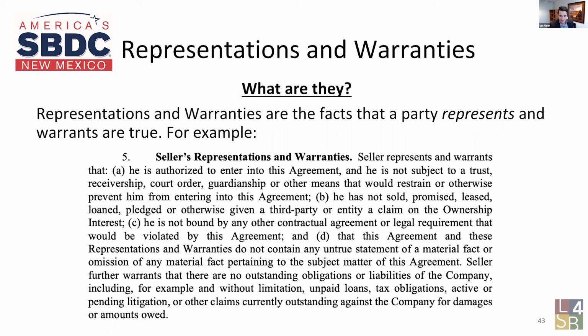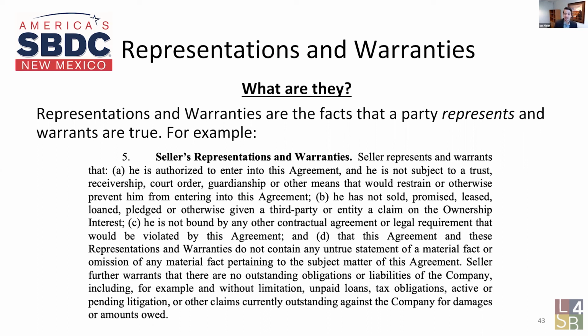The most common ones I've outlined here are typical in pretty much any contract that I draft. The seller of a business, for example, is representing and warranting that he's authorized to enter into the contract in the first place, because some people who are subject to a receivership, court order, guardianship, or conservatorship, Britney Spears is the common example of a conservatorship, might not have the freedom to enter into a contract. And so you're promising the other party, yes, I'm free to enter into this contract.